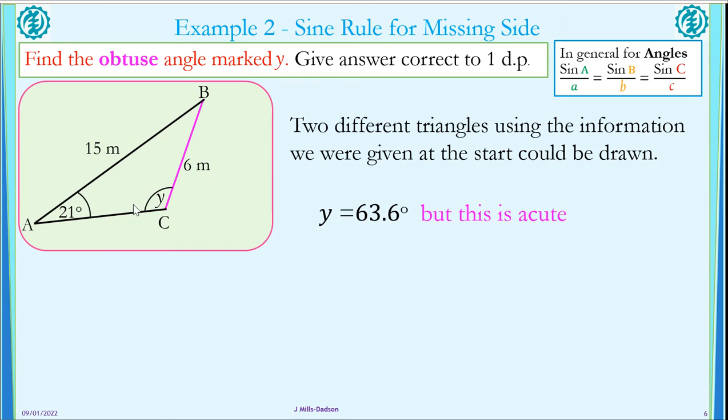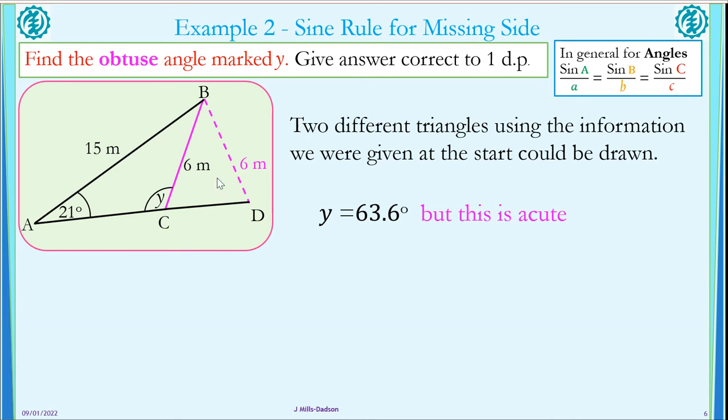If you look at this information, there are two different ways that this could be drawn, preserving the same information, 15 meters, 21 degrees, 6 meters. How do we do that? Like this. This 6 meters is the same as the 6 meters. The information is still preserved because we're not given the length of AC, so it could be shorter, it could be longer. So this is what we've calculated.